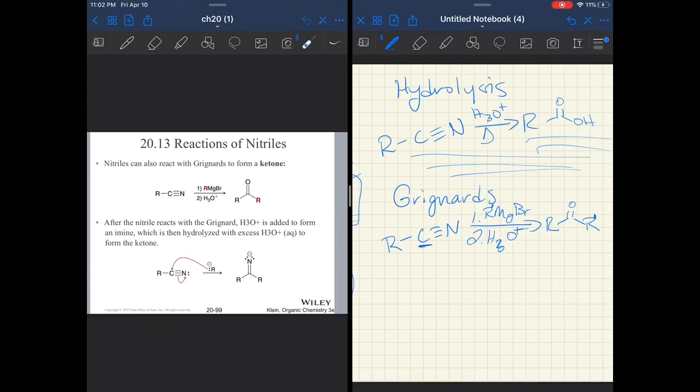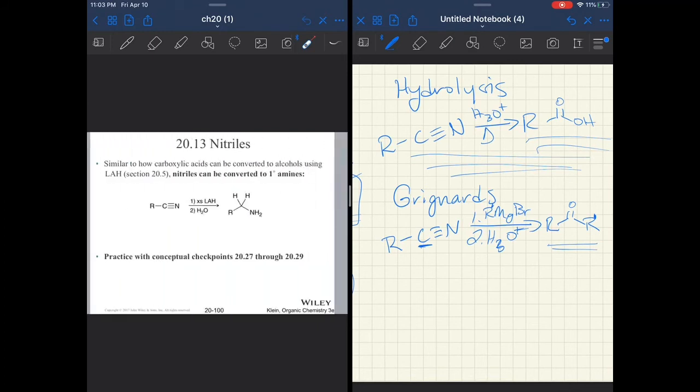The reason it stops at the ketone is because it actually makes an aminium ion first, which is not reactive to the Grignard, and the H3O+ comes in and hydrolyzes it to the ketone. So it is a very different mechanism. I'm not going to ask you for it, but that's the explanation for why this is the only Grignard you've seen so far that does not result in an alcohol.